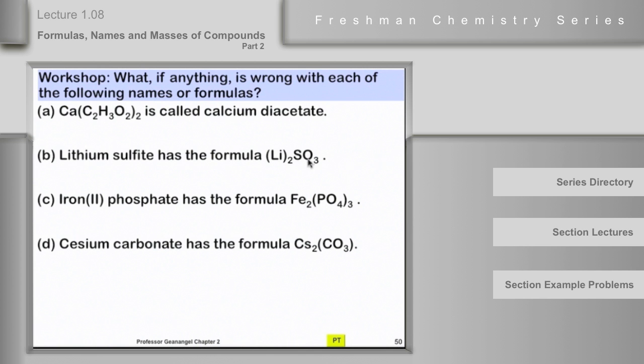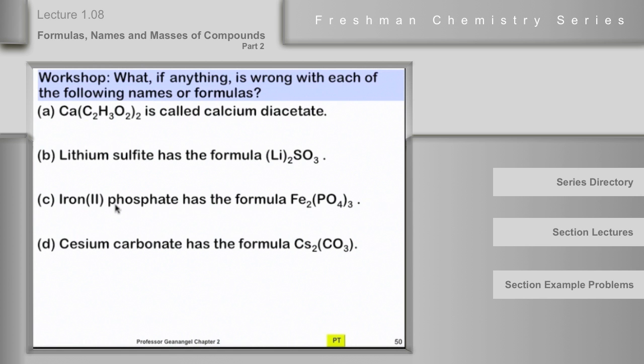What charge is on the sulfite ion? It says sulfite. -2. So 2 lithiums per 1 sulfite gets the charge right. But there's still something wrong. The parentheses. I heard someone say it. You don't use parentheses with monatomic ions. You don't have to. Okay, so this should just be Li2SO3, no parentheses. Questions on that one?